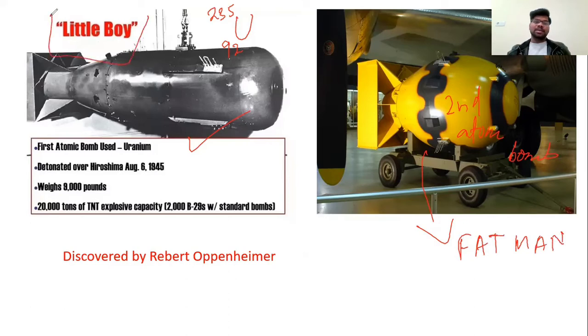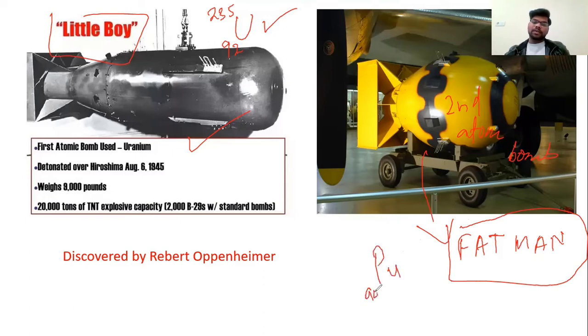First was Little Boy, and then came Fat Man, the second atom bomb. Then, teacher, what element was used for making the second atom bomb? First, uranium was used for making Little Boy, and plutonium, atomic number 94, plutonium 239, was used to make the second atom bomb. It was dropped 3 days later, on August 9, 1945, in the place of Nagasaki.